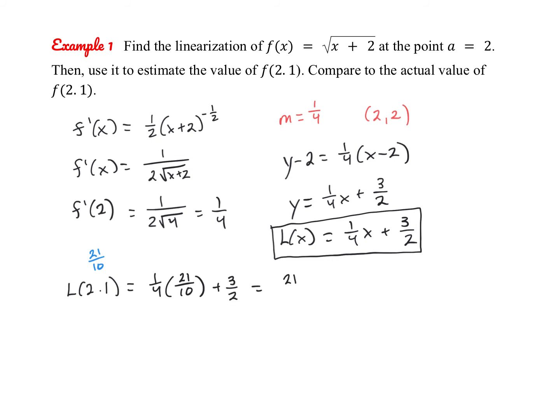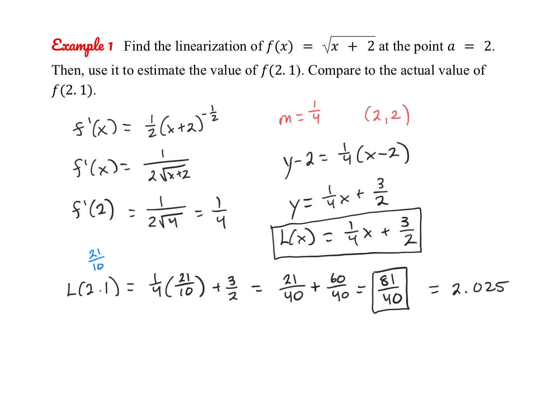So that becomes 21/40ths. And then we could rewrite this to have a common denominator. So it becomes 60/40ths. So that gives us 81/40ths. And that is our estimate of f of 2.1. And that is equal to 2.025.